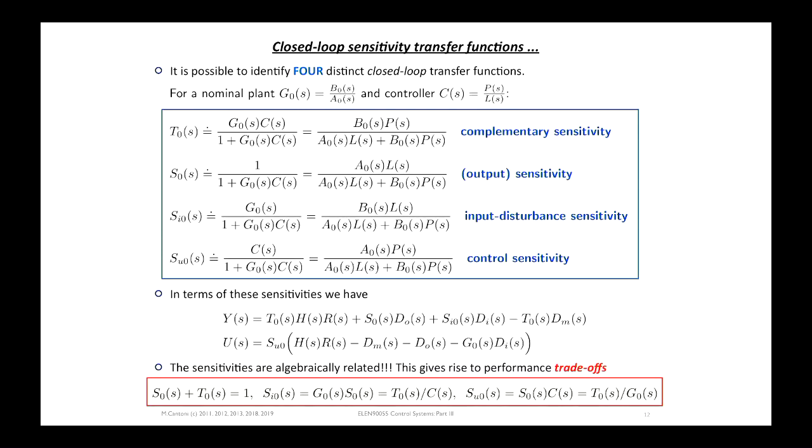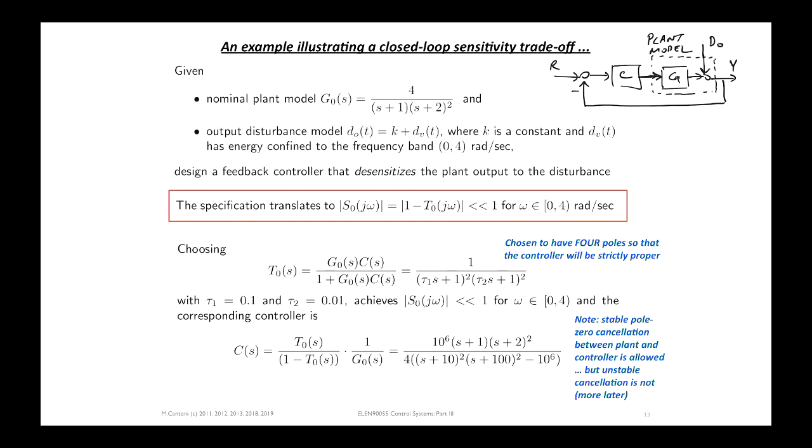But before we start thinking about stability, which is something that we want to hold as a first performance requirement, let me just go through an example to illustrate some of the trade-offs that arise because of the algebraic relationships between these closed-loop sensitivity transfer functions. Okay, where we won't be focusing on stability, but we'll come back to that a bit later on. We'll just assume that stability is holding.